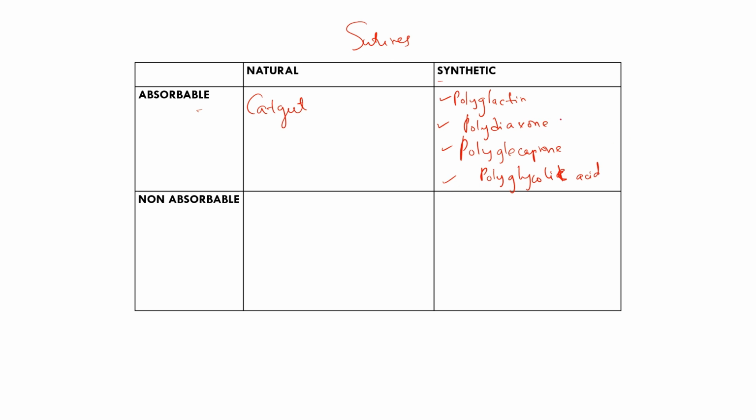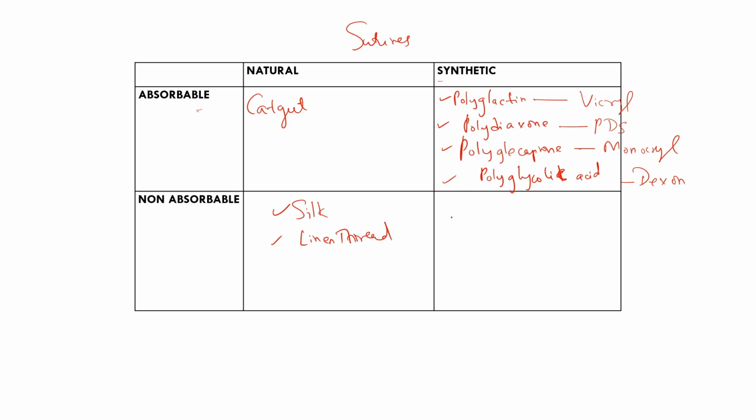Okay. Yes. This polyglactin is nothing but your glycol, and this polydioxone is commonly called PDS. This is your monocryl, polyglycaprone. I'll show you the pictures. So this is your monocryl, and polyglycoside is nothing but your dexone. Now coming to natural non-absorbable suture materials, one is your silk, the other one is linen thread.